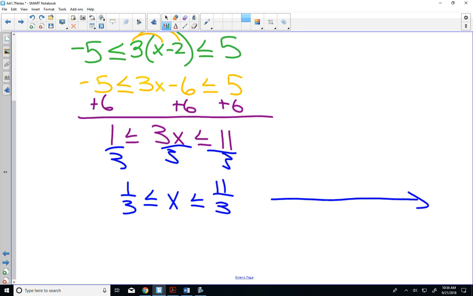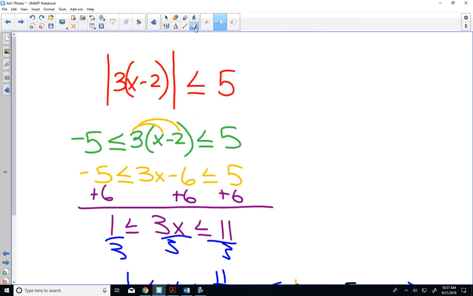So on a number line, let's put 1/3 right here and 11/3 right there. And because it's less than or equal to, we would have a closed circle at both spots. And x is less than or equal to 11/3, so we're going in that direction. And x is greater than or equal to 1/3, so we're going in that direction. So we're just connecting. So all the values between 11/3 and 1/3 would be solutions to this equation, including 1/3 and 11/3.